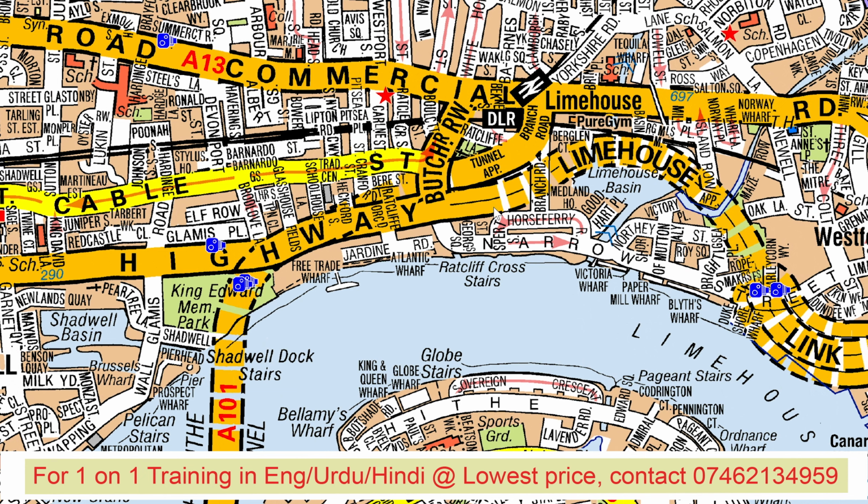Now let's see how we can take the tunnel from this point on the highway. Since the only way to take the tunnel is the tunnel approach, where the road descends into the underground tunnel, therefore, in order to take the tunnel, we have to proceed like this.